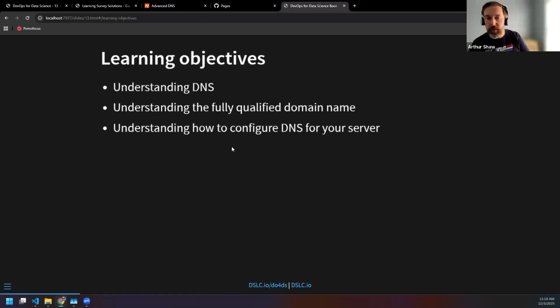So during the session, what I'm hoping to convey is a rudimentary understanding of DNS, the domain name system, what a fully qualified domain name is, and then how to configure your DNS server.